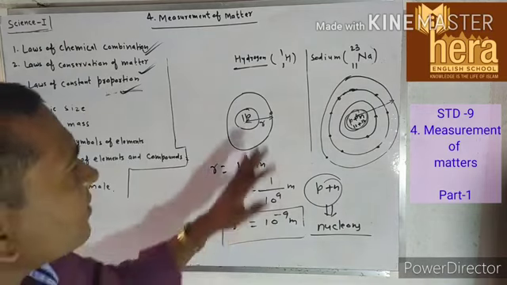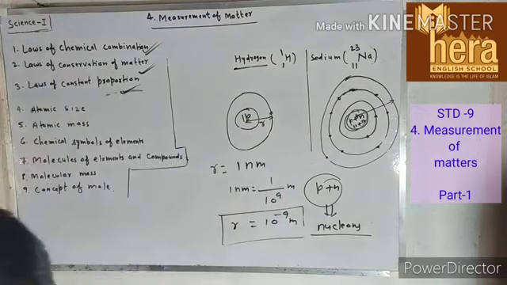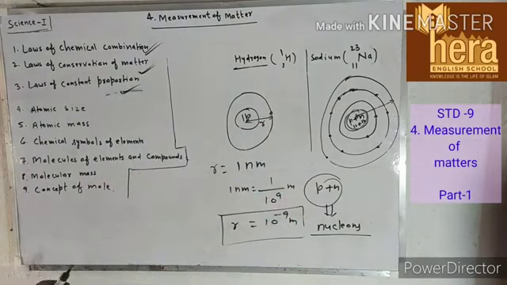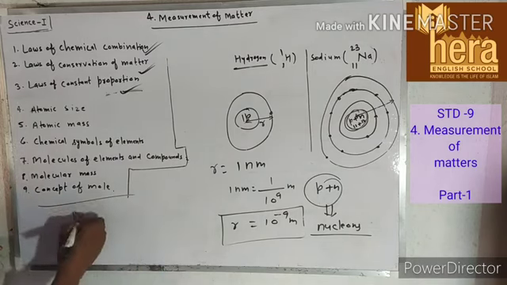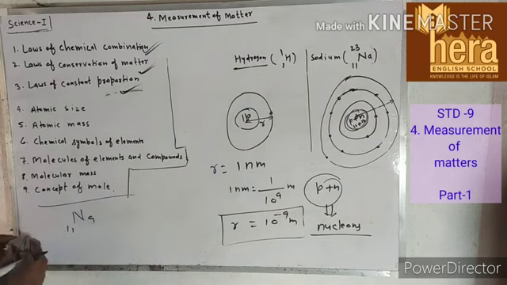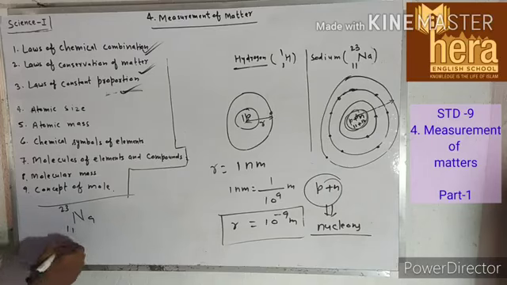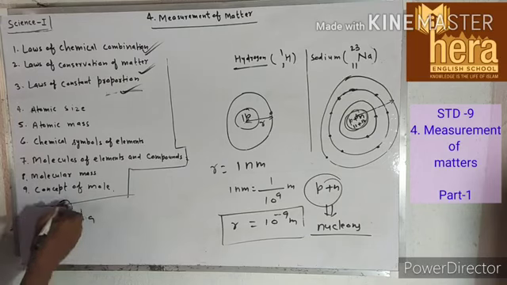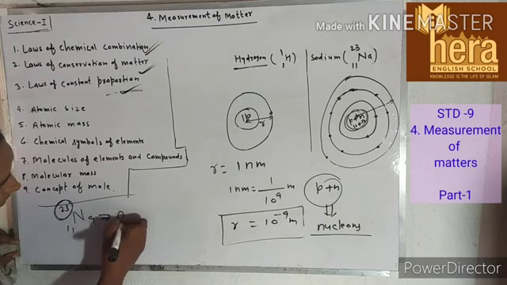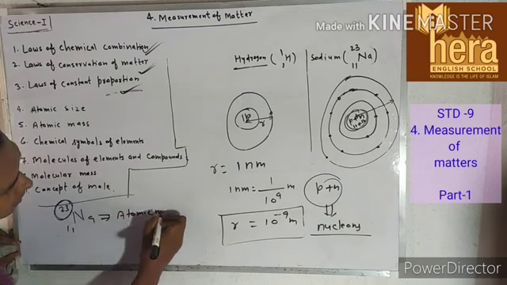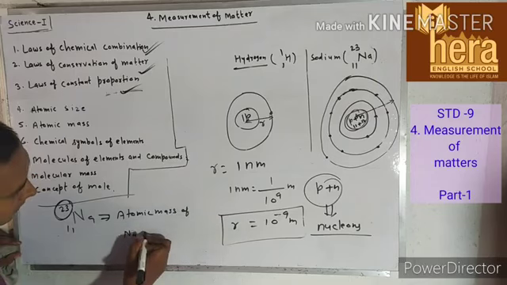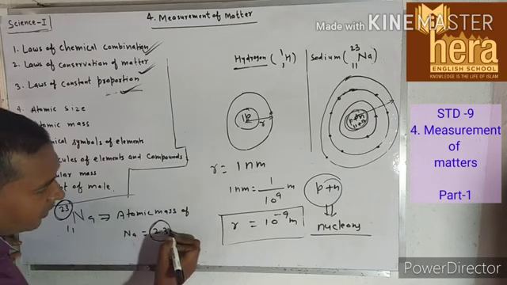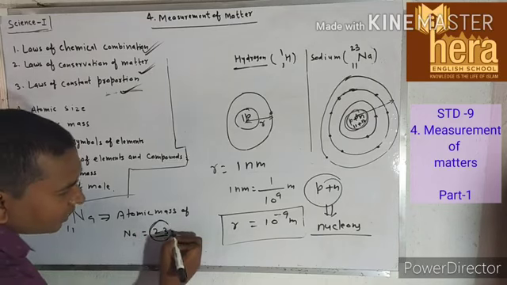Now we express atomic mass. Listen. If we say atomic mass of sodium, this is atomic mass, atomic number. So atomic mass of Na atom is equal to 23. Its unit will be, you have to write 23 U.